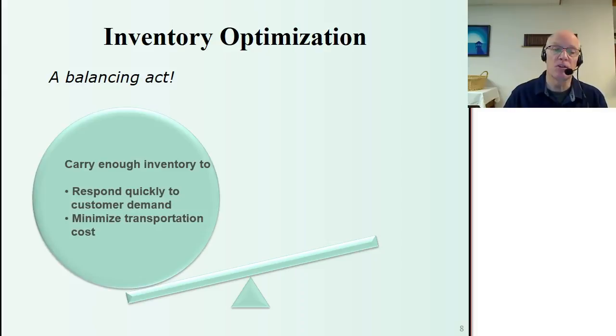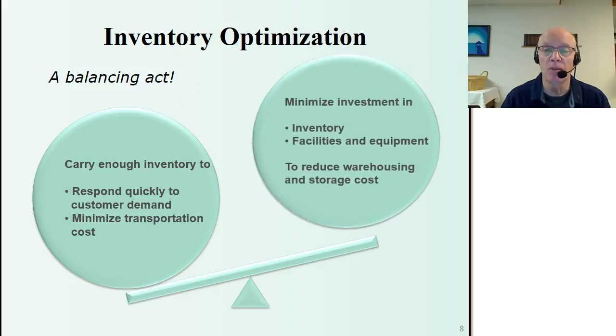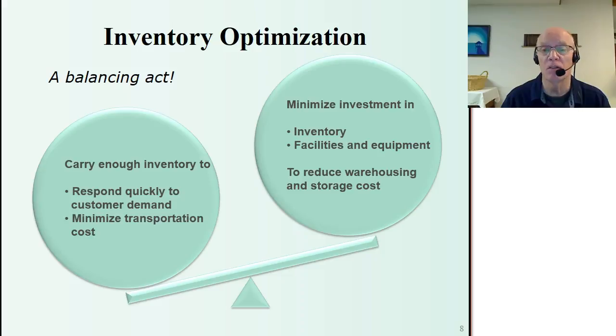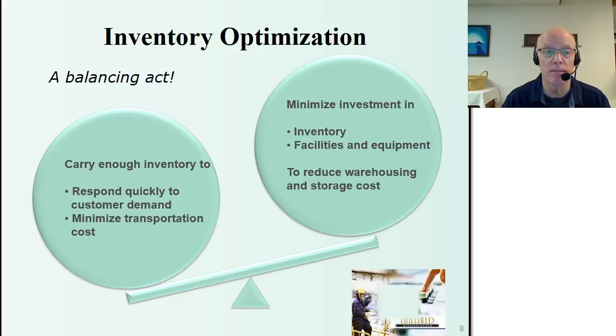I have to carry enough inventory to respond quickly and minimize transportation cost. Again, this ties back to my original strategy. Is it more important to respond quickly or to keep my inventory down? The opposite side of it is I want to minimize costs in inventory, facilities, equipment to reduce my warehousing costs. So everything has to be balanced as far as, what are my goals, what is my strategy? Again, how do I tie back to my original strategy? If my original strategy is responsiveness, I may have more inventory on hand so I can respond more quickly. On the other hand, if my original strategy is cost reduction, I may have less inventory on hand because of that. Again, it all ties back to your core strategy.